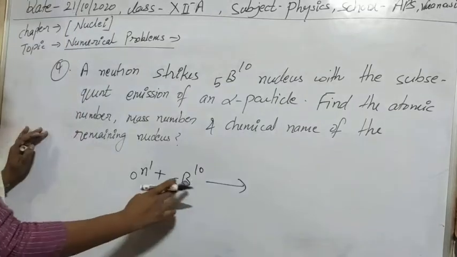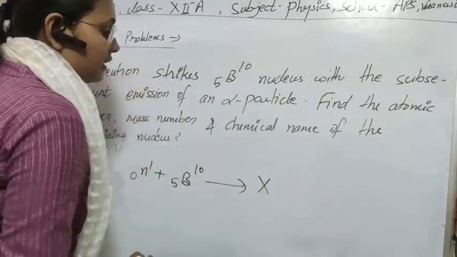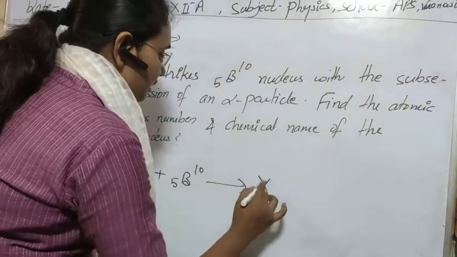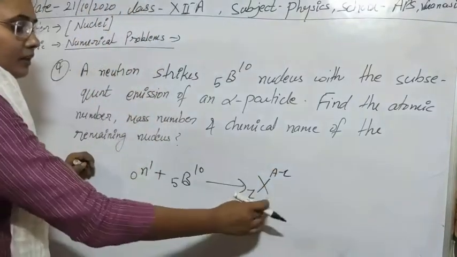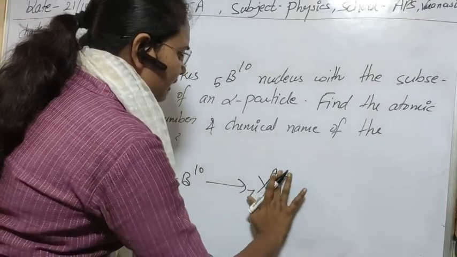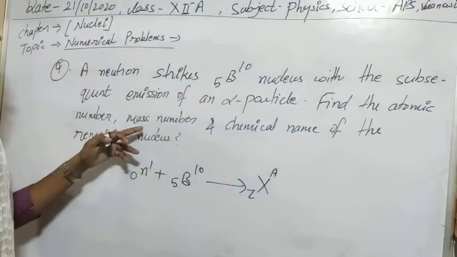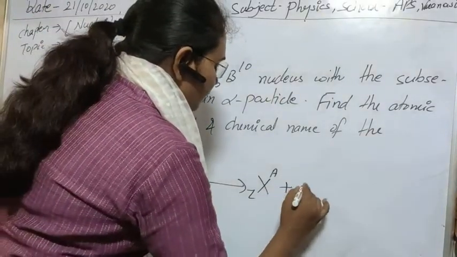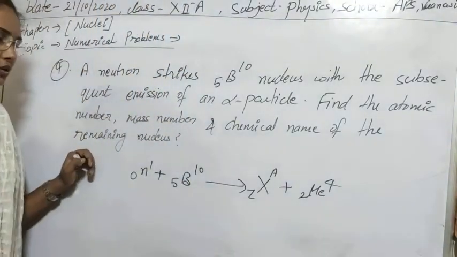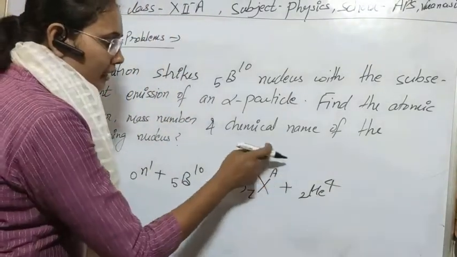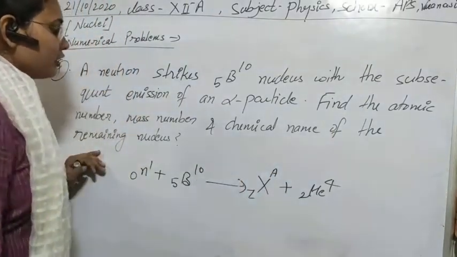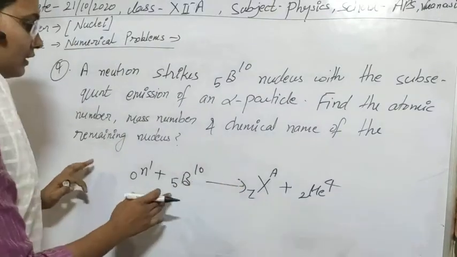Now this is converted into, suppose, a nucleus X, which contains Z protons and A minus Z neutrons. We have to calculate the mass number A. Plus we have an alpha particle, so we can write it like this. We have to solve this equation and calculate which atom this will be, what its name will be, and what the atomic number and mass number will be. So the problem is very clear.